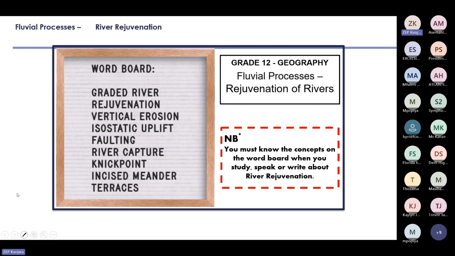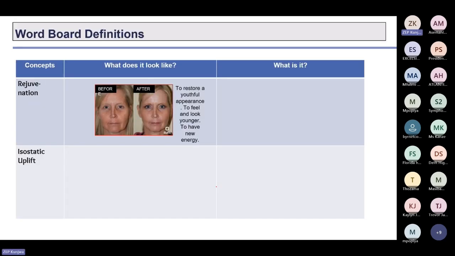That is why I say most of the time learners struggle with these concepts. That is why I thought let me go straight to day 2. Okay. Now let us start with the concept of rejuvenation.